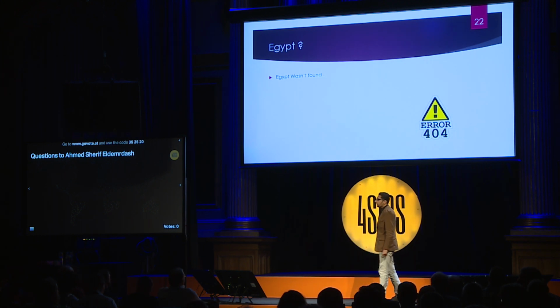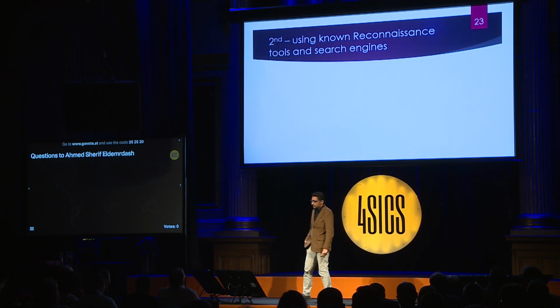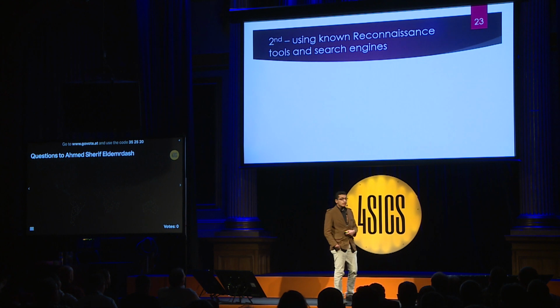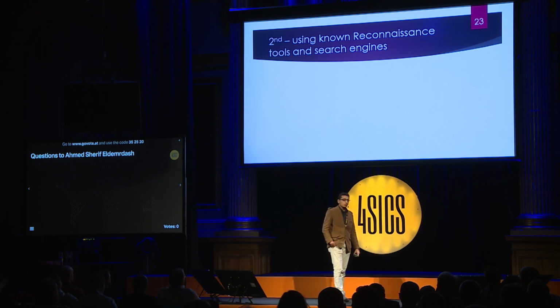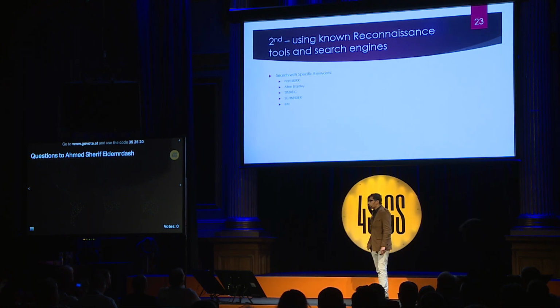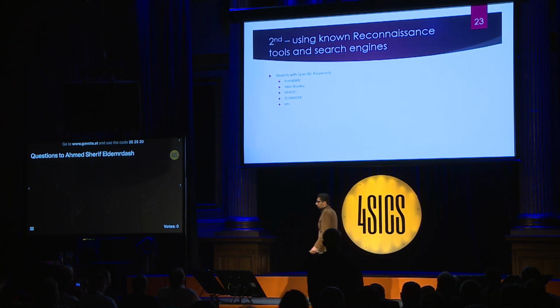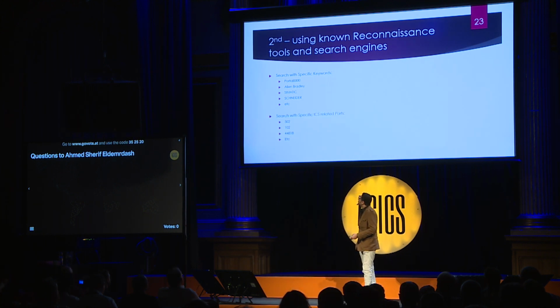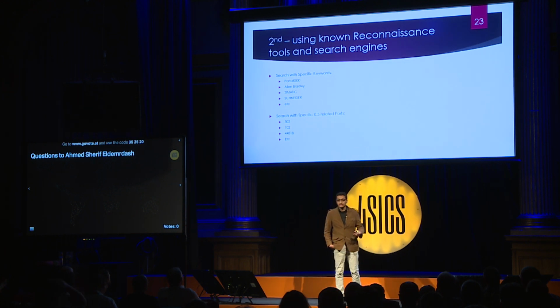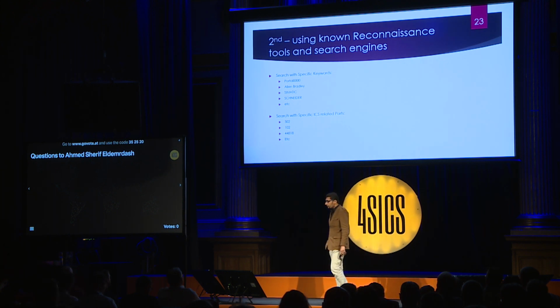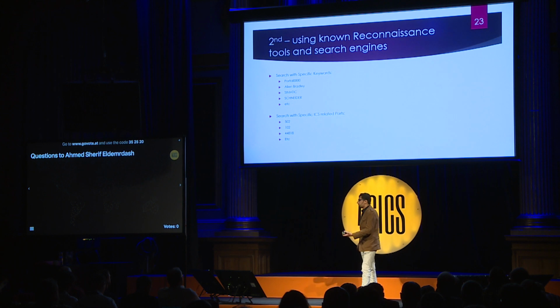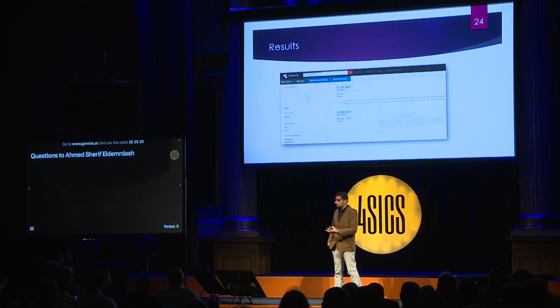So I started to find another way to identify SCADA systems on the internet for Egypt. The second way for me was just using known reconnaissance tools like Shodan, like Google, and known search engines. So I started with specific keywords like Allen Bradley, Siemens, Schneider, and with some port-related searches, ICS port-related, such as Modbus port 502 or S7 port or EtherNet/IP port, and so on. And I just got some results. This is just a sample.